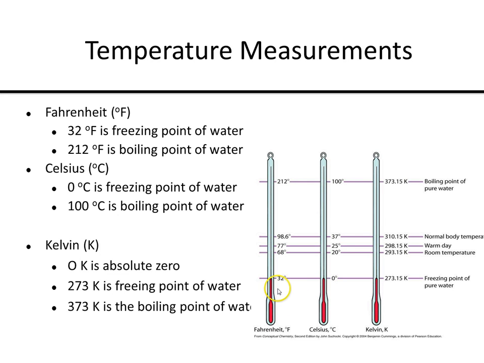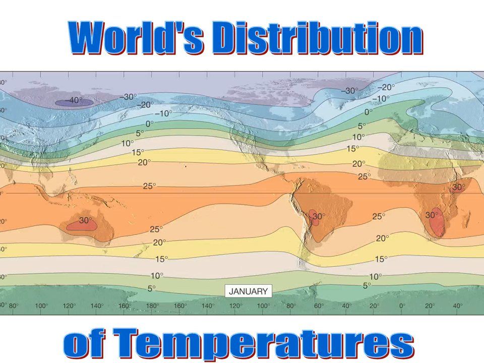And you can see how they compare along here. 0 degrees Celsius is 32 Fahrenheit, so that's the freezing point. And you can see how it compares to Kelvin as well. Here is the world's distribution of temperatures. These are all done in Celsius, and this is for January for the entire world.